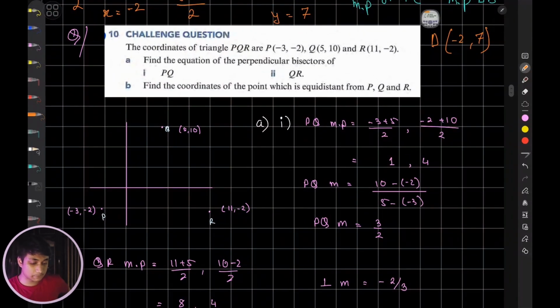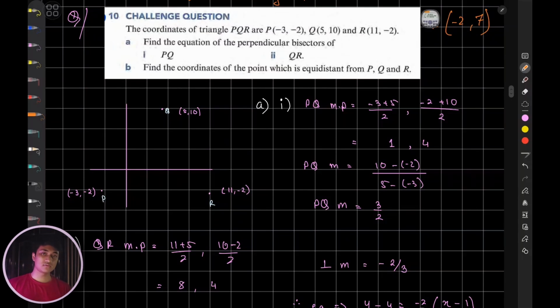So find the perpendicular bisector of PQ. You already know what the perpendicular bisector is: the line that is going to be perpendicular to PQ and also going to run through the midpoint of PQ. Those two things. First thing you do, find the midpoint. How do you find the midpoint? Take the two coordinates of P and Q. So it's going to be (-3 + 5) divided by 2, and again (-2 + 10) divided by 2. Do that and you're going to find the midpoint. You found the midpoint? Great.